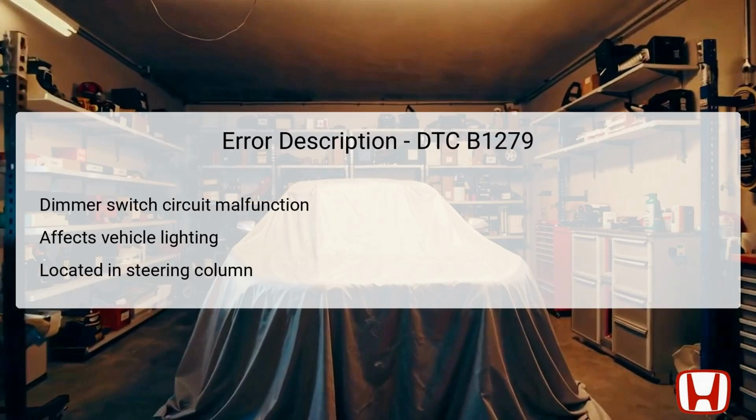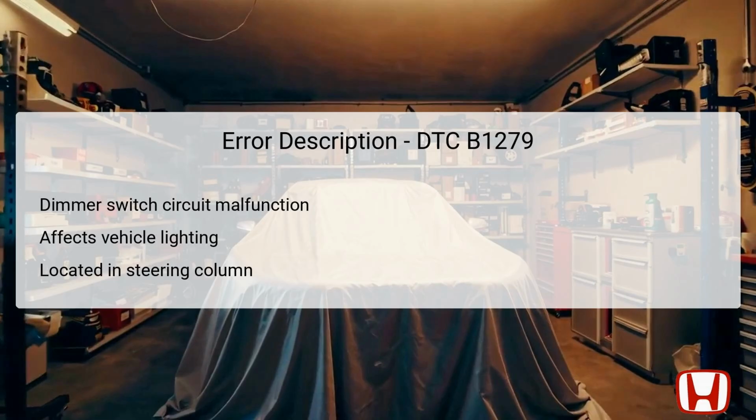The DTC B1279 indicates a malfunction within the dimmer switch circuit. This circuit is vital as it directly influences the operation of the dashboard and additional lighting systems. The dimmer switch is typically positioned within the steering column or on the dashboard controls, allowing drivers to adjust the brightness of their interior lights for comfort and visibility.